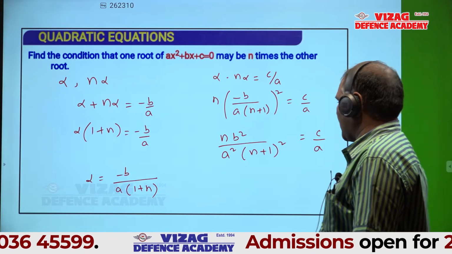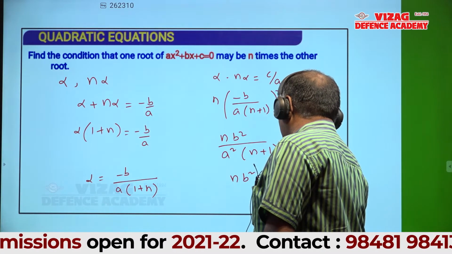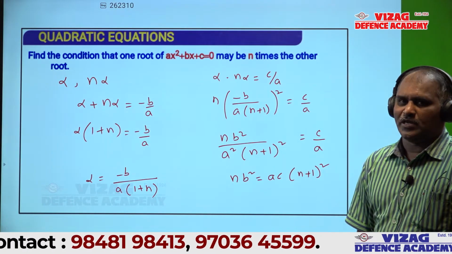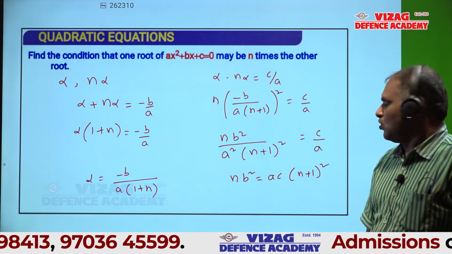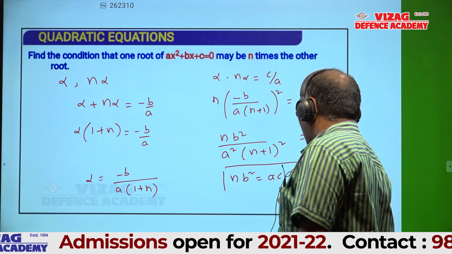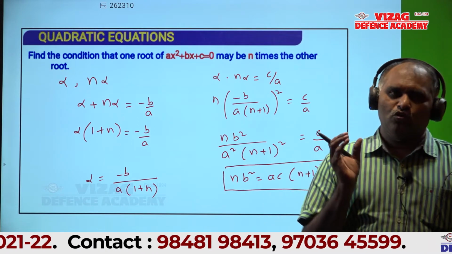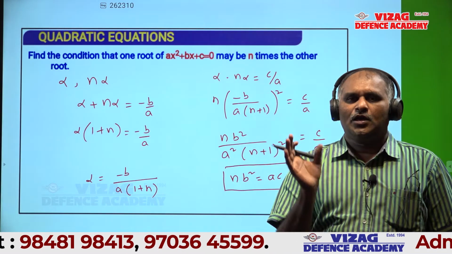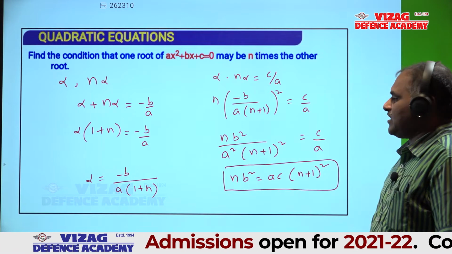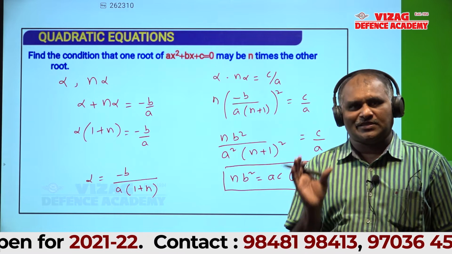One a cancels, and cross multiplying, n b square is equal to a c into (n plus 1) whole square. This is the result for when one root is n times the other: n b square is equal to a c into (n plus 1) whole square.